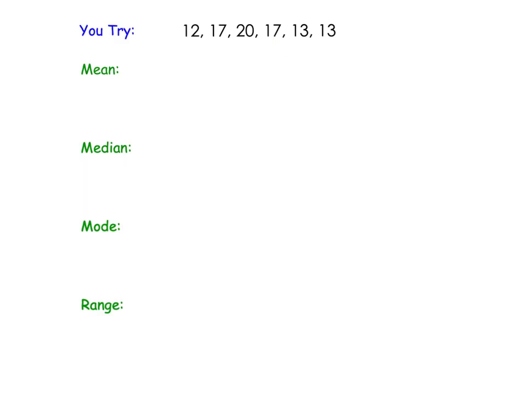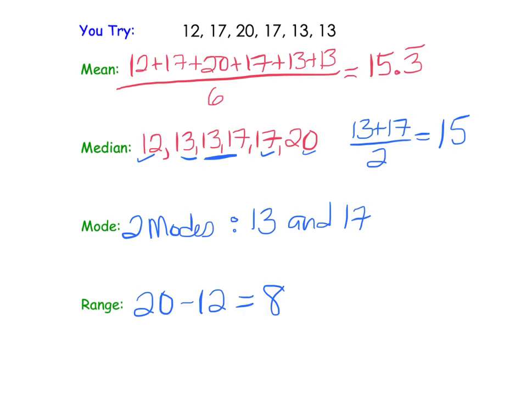All right, let's practice these 4 definitions. Here's a set of data. I want you to find the mean, median, mode, and range. Show your work if it's necessary, and pause the video now and come back when you're done. And check your work.